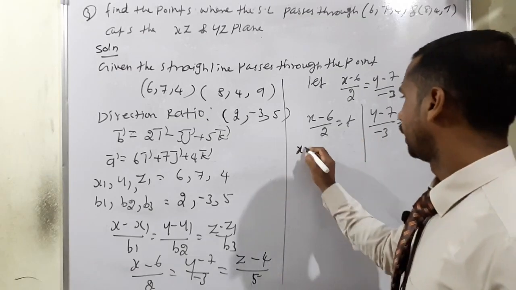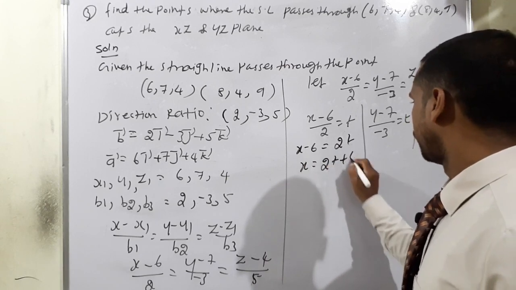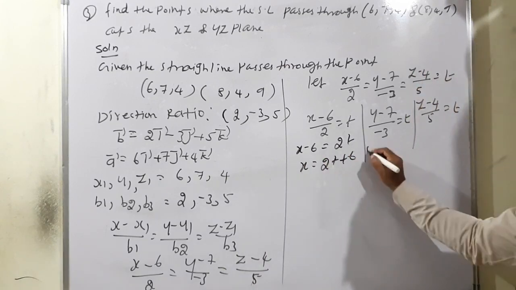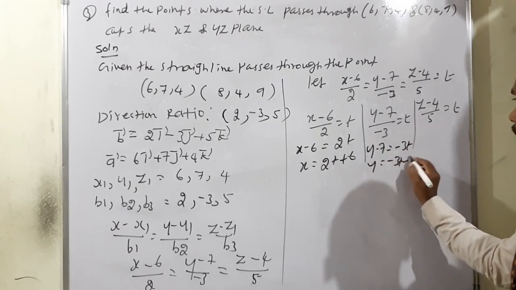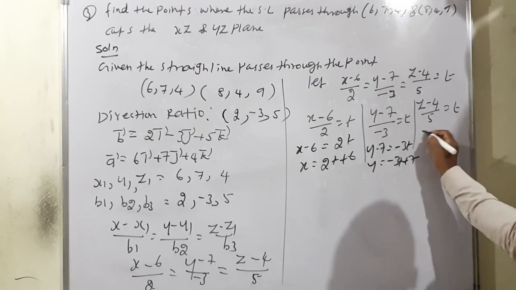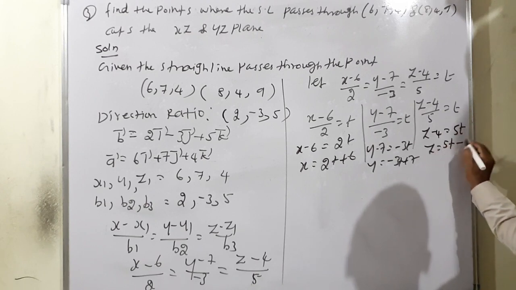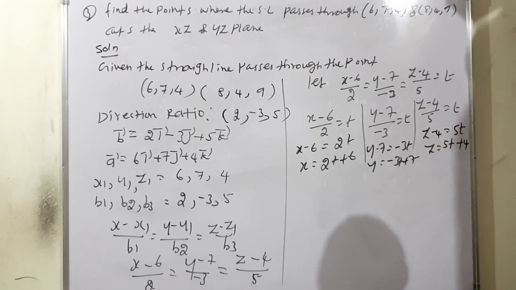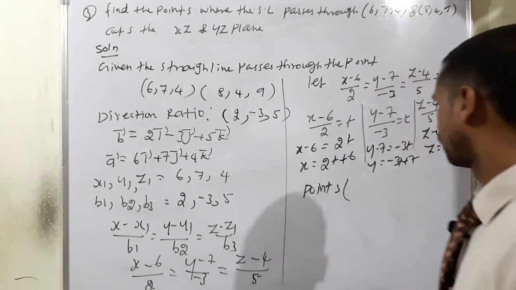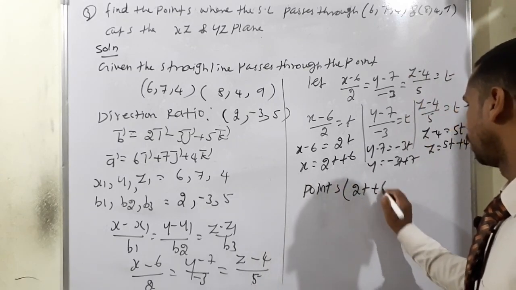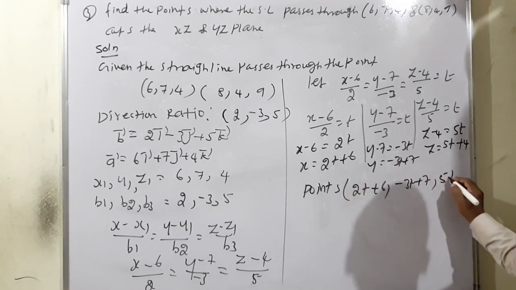So equating, x minus 6 is equal to 2t. Therefore x is equal to 2t plus 6, bringing the 6 to the opposite side means positive 6. So y minus 7 is minus 3 into t, minus 3t. Therefore y is equal to minus 3t plus 7. Now the last condition, z minus 4 is equal to 5t. Therefore z is equal to 5t plus 4. So what are the points? x is 2t plus 6, y is minus 3t plus 7, z is 5t plus 4.